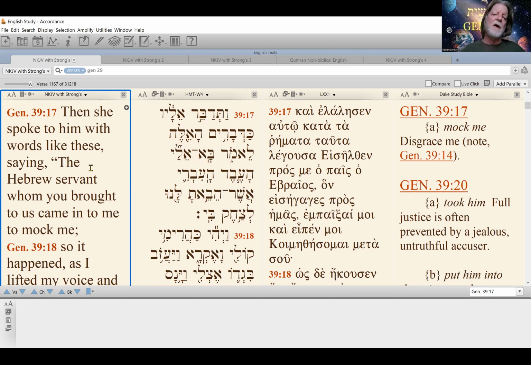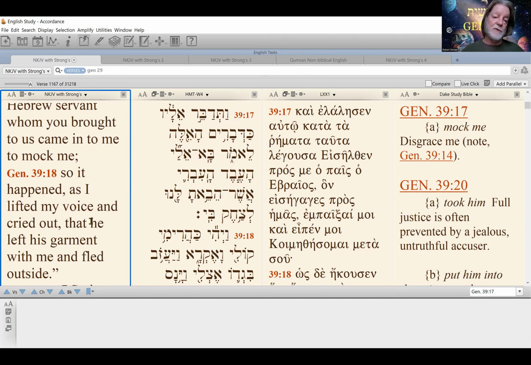see an expression like that, words like these, this is a paraphrase. This is not a direct quote from her. It's a paraphrase, and she may have repeated it several times. So there are quotation marks, and it says, the Hebrew servant whom you brought to us came in to mock me. And she goes on.